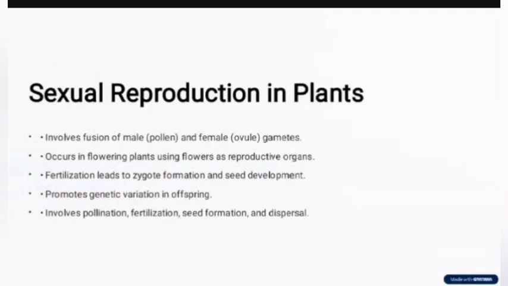The third thing you now see is seed formation. Through some processes, that zygote that fused becomes the seed, and then the remaining ovary forms the fruit. And lastly, you talk about how the plant disperses this fruit to continue the life cycle.